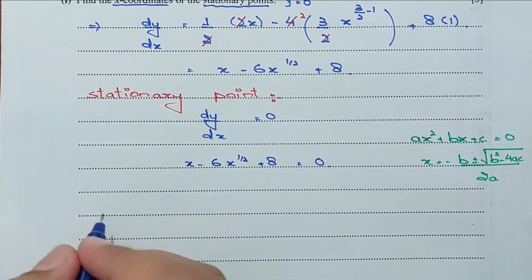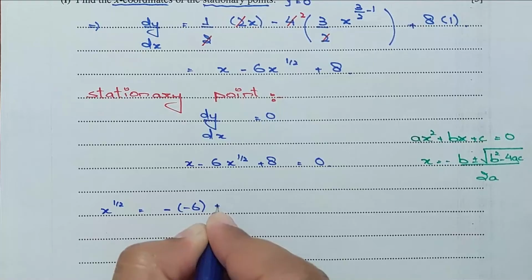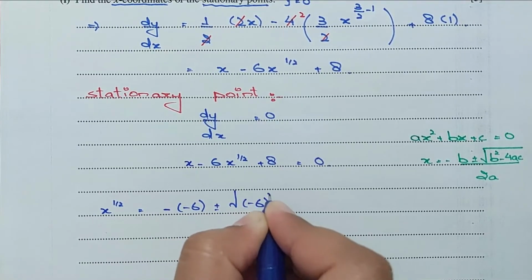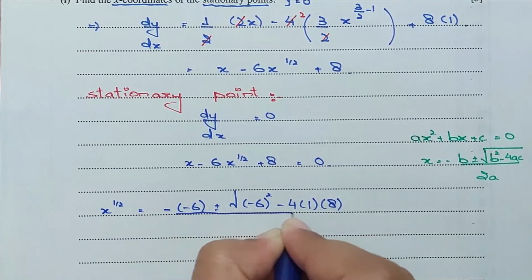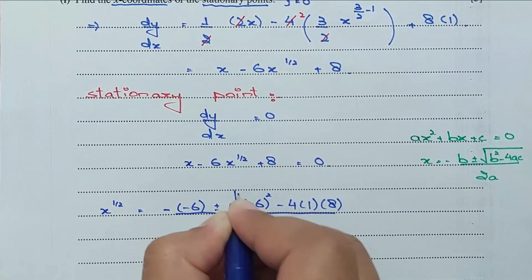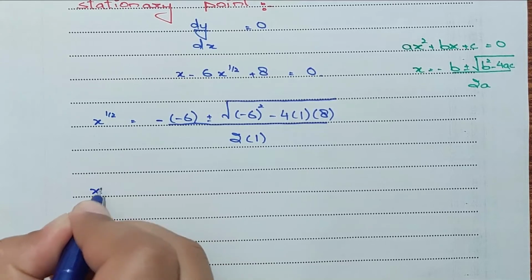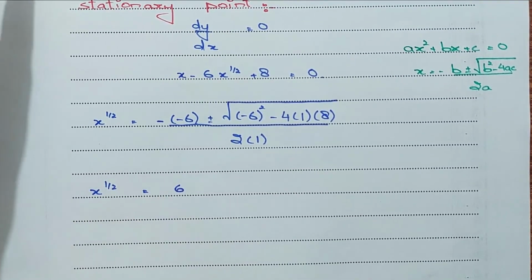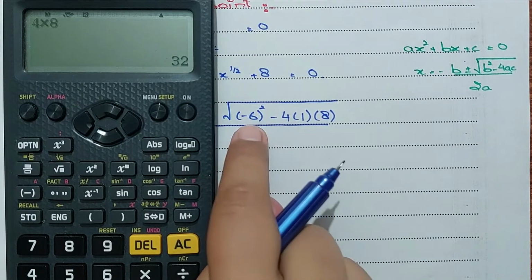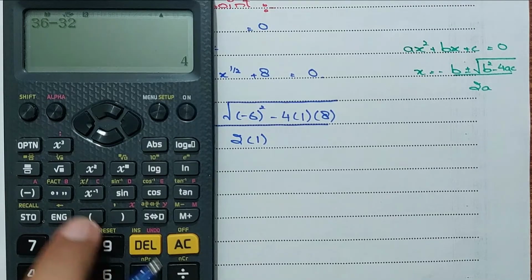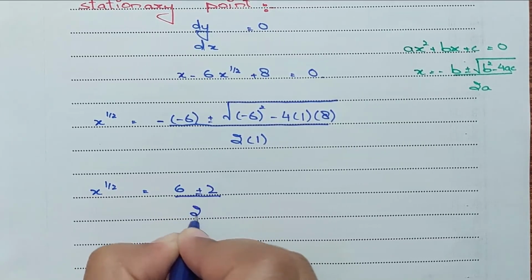Now let me apply the quadratic formula to get x^(1/2), which is negative of b plus or minus the root of b² − 4ac, divided by 2 times a, where a is 1. Now we have x^(1/2) equals, this is going to be 6. Now 4 times 8 is 32, and 6 squared is 36, minus 32, and the root of 4 is 2. So plus or minus 2, divided by 2.